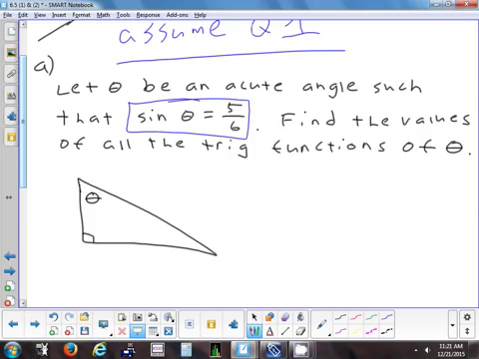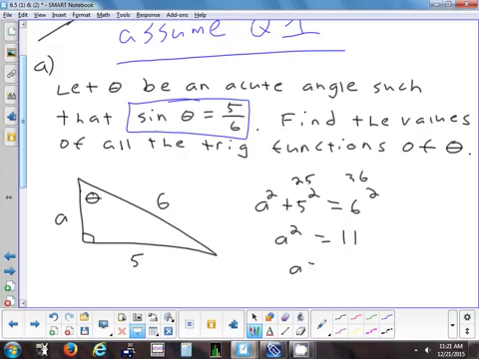Where's the 5 going to go? Right, opposite. Once I decided where I'm going to put theta, I got to put 5 opposite. What about the 6? Hypotenuse. And how do I get the side I'm missing? Pythagorean Theorem. Okay, so Jacob, what's my equation to find A here? A squared plus 5 squared equals 6 squared. All right, so we're going to get A squared equals, that's going to be 25, that's 36. What's 36 minus 25?